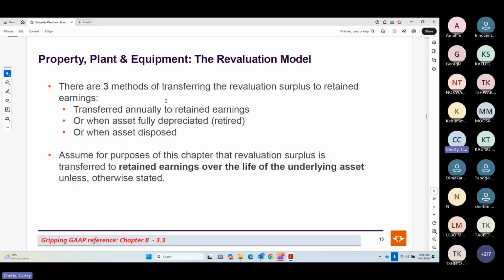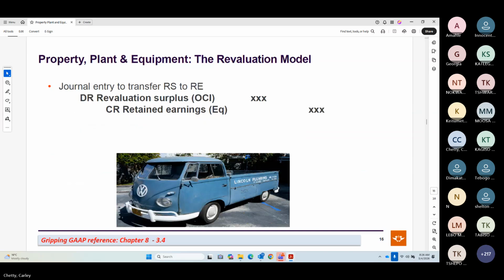So this means as we depreciate the asset, we are also going to transfer an amount from the revaluation surplus account to the retained earnings account. So what is the journal entry when we transfer an amount from the revaluation surplus account to the retained earnings account? This is going to be the journal entry. Remember, when we created the revaluation surplus account, we credited the revaluation surplus. Now, because we are transferring and reducing the revaluation surplus, we are going to debit this account.